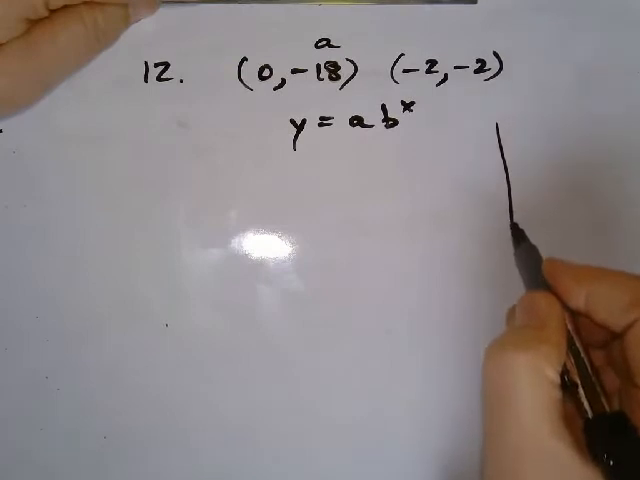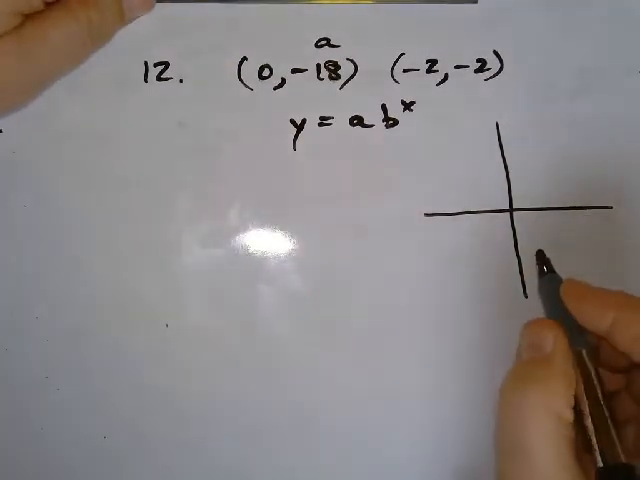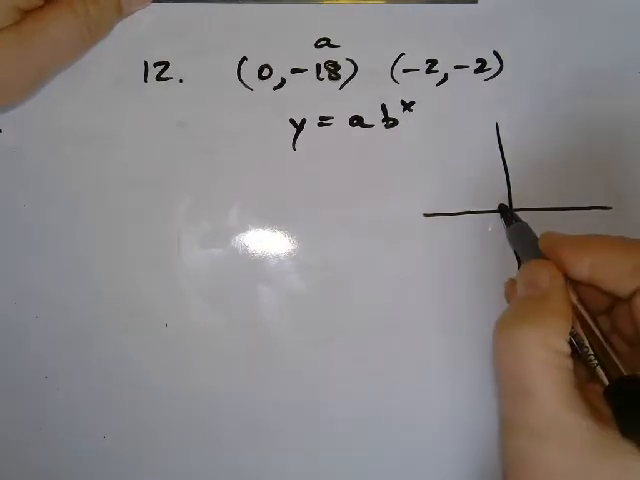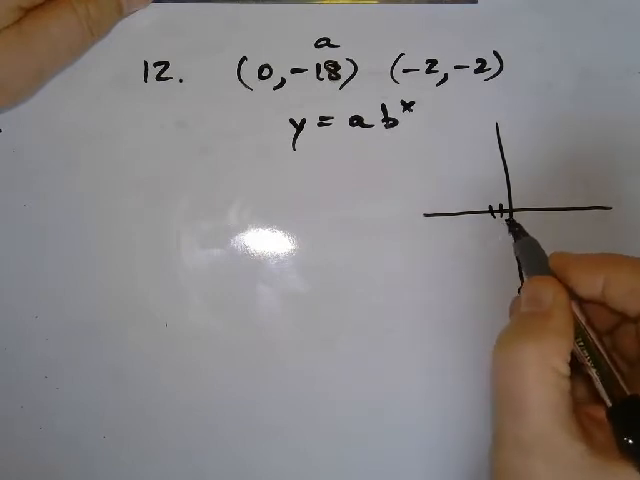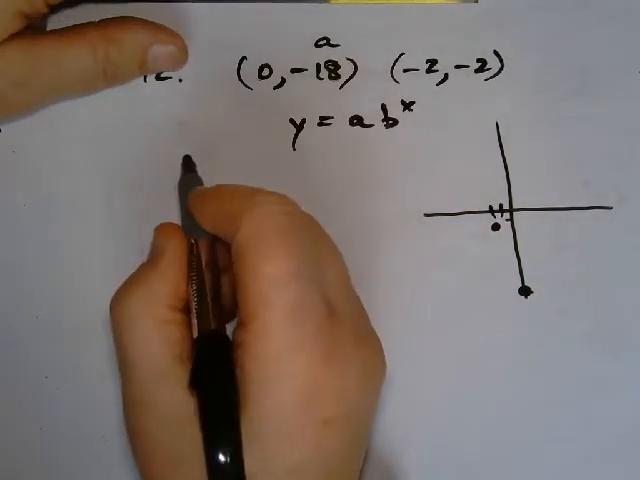Now, I can graph this a little bit just to see what's going on, but I don't need to. (0, -18), well, that's way down here. And (-2, -2) is right here. So it looks like we've got a decay situation again. It could be. Well, let's go ahead and plug in the numbers.